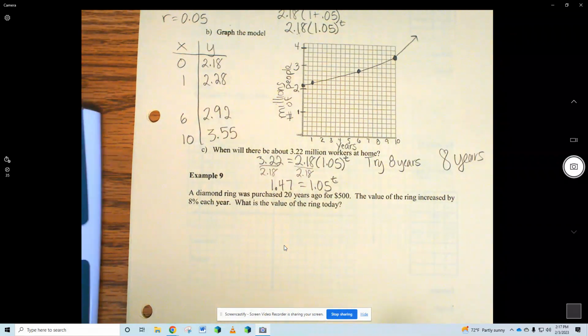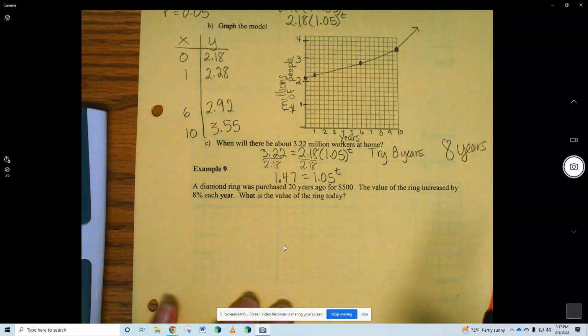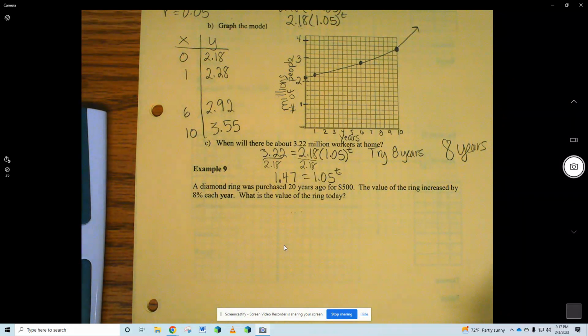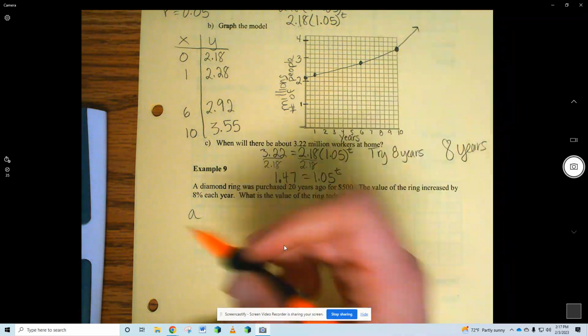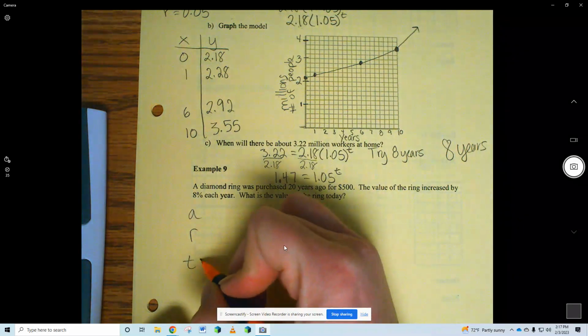All right. Let's practice 9. A ring was purchased 20 years ago for $500. The value of the ring increased by 8% each year. So let's label everything. What's A going to be? What's R? And what's T?